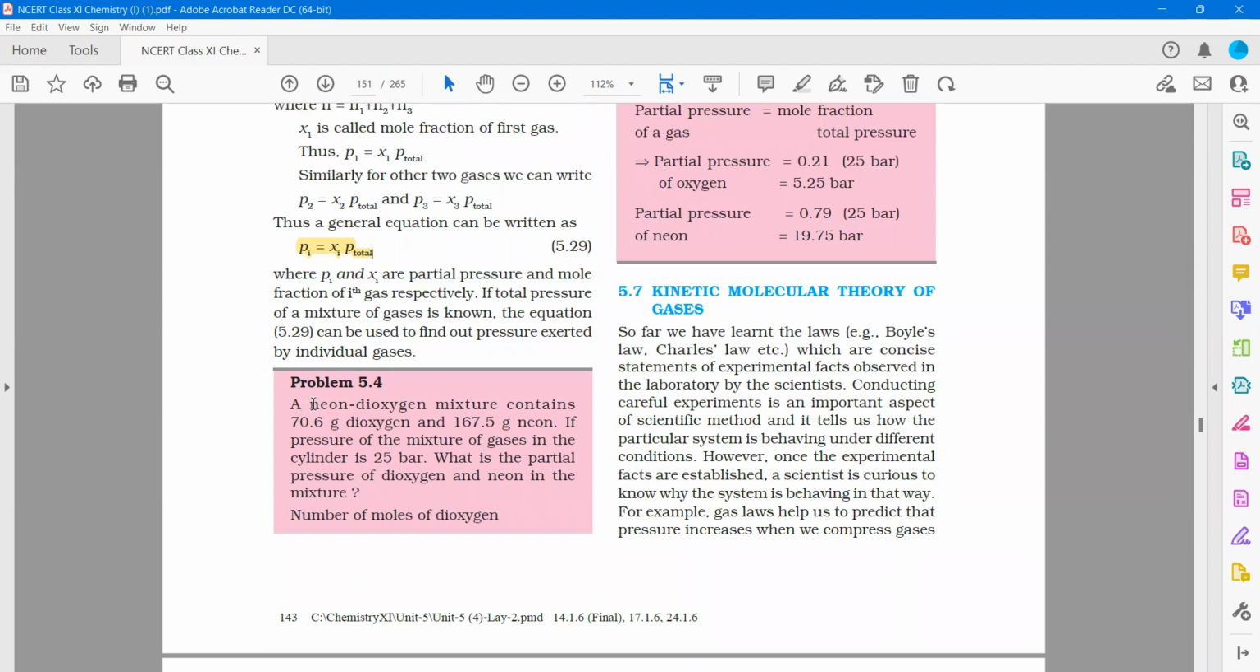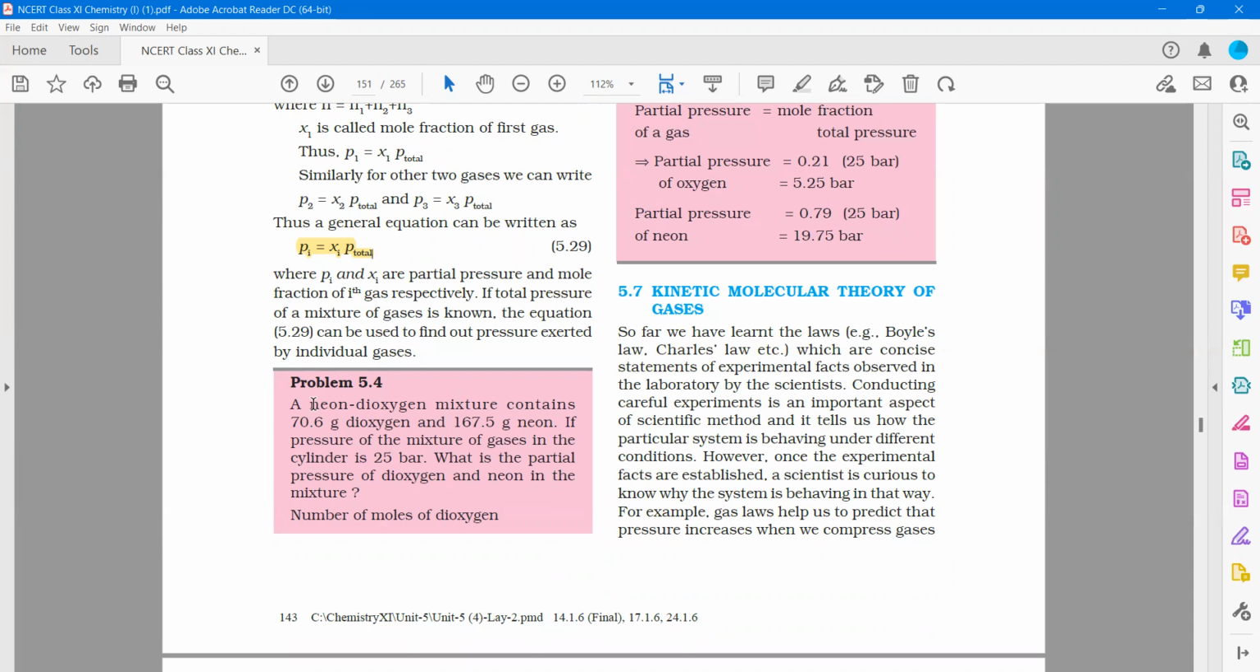Now let us solve problem number 5.4. A neon dioxygen mixture contains 70.6 gram of dioxygen and 167.5 gram of neon. So there is a mixture of gas which contains two types of gases, dioxygen and neon, and the mass of these two are given. If the pressure of the mixture of gases in the cylinder is 25 bar, that means total pressure is given. What is the partial pressure of dioxygen and neon in the mixture?